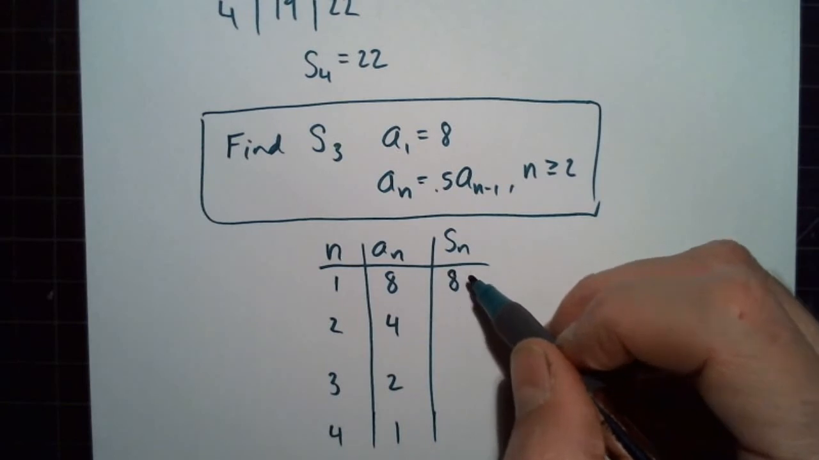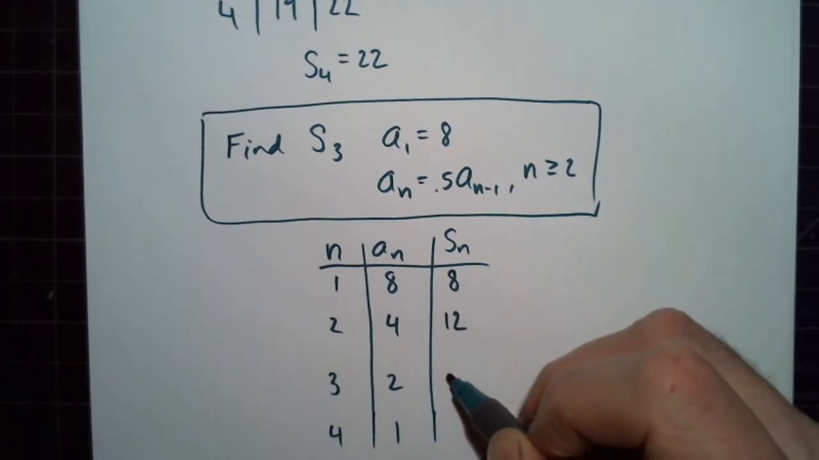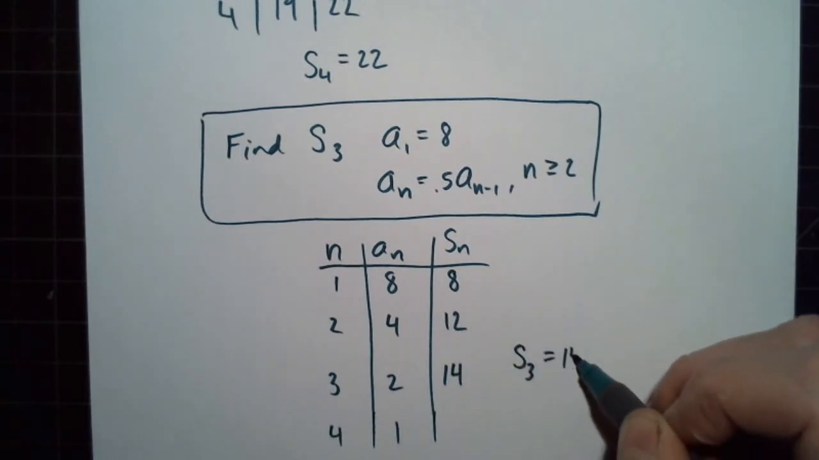The first partial sum is 8. The second partial sum is 12. And the third partial sum is 14. So S3 is 14.